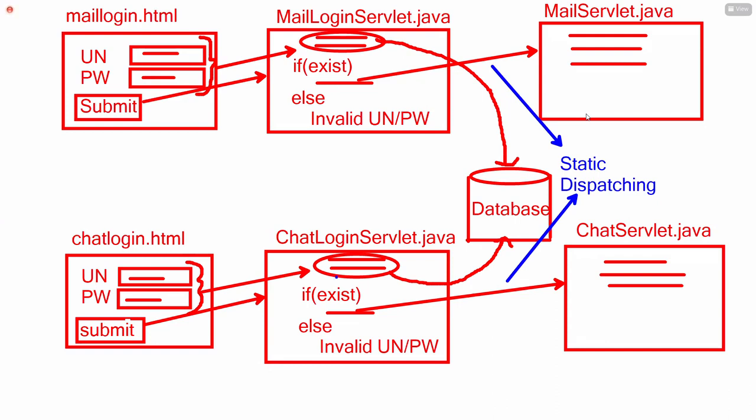Instead of writing two servlets, I want to write one servlet. That is possible. What we have to do? No need to write this one, no need to write this one. You write here only one more submit button. This submit button name is mail. This submit button name is chart. If we click on this submit button also, this servlet is executed. If we click on this submit button also, this servlet is executed.